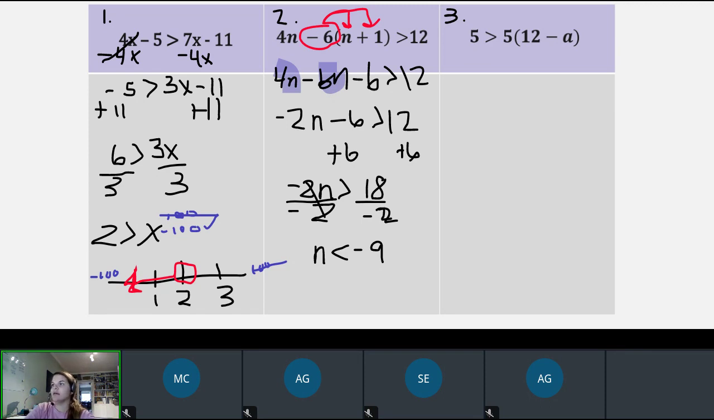All righty. Let's go ahead and try this last one. This will be the last one that we do. I'm going to give you another hint here. Go ahead and distribute first. Maybe if I can get my pen, there we go. So 5 is greater than 5 times 12 would be 60 minus 5a. Don't forget that negative, that's with that a. So what will be my first step here? Or my next step, I guess?